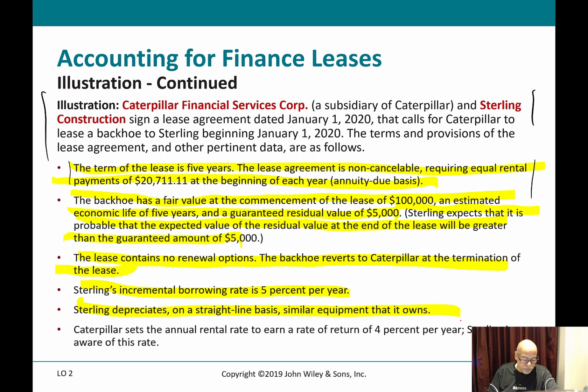And then Caterpillar sets the annual rental rate to earn a rate of return of 4%, and Sterling, who's the lessee here, is aware of that rate. Sometimes the battle with these questions is remembering who's the lessor and who's the lessee. That being the case, we will not have to use Sterling's incremental rate, because we're aware of the rate that the lessor, Caterpillar in this case, is using, and that's implicit in the lease.